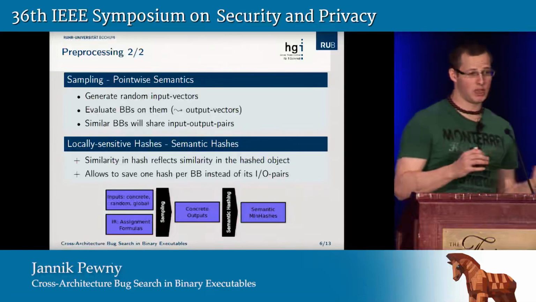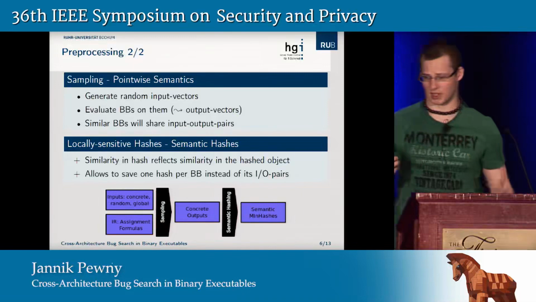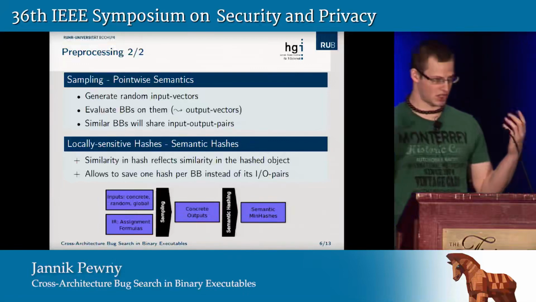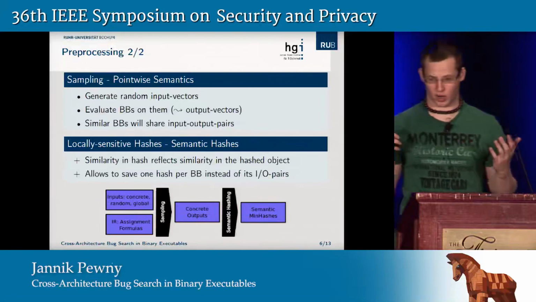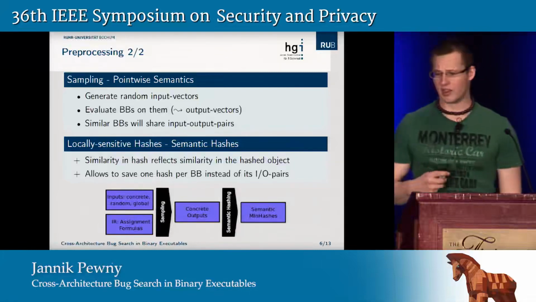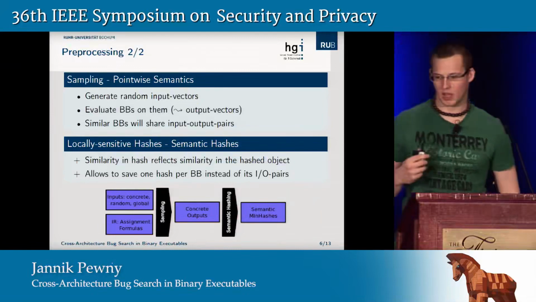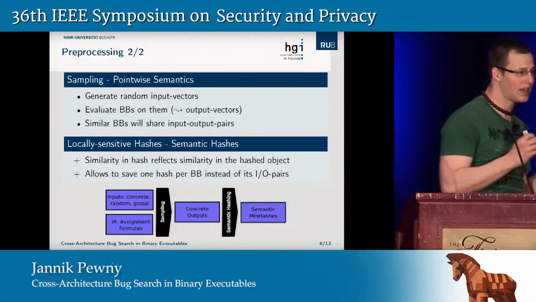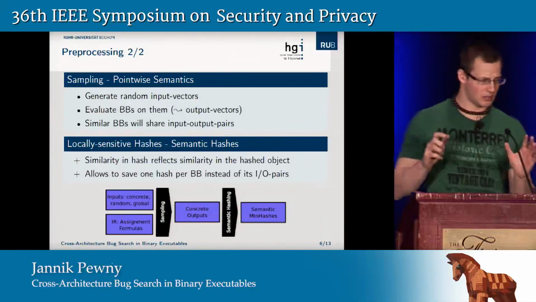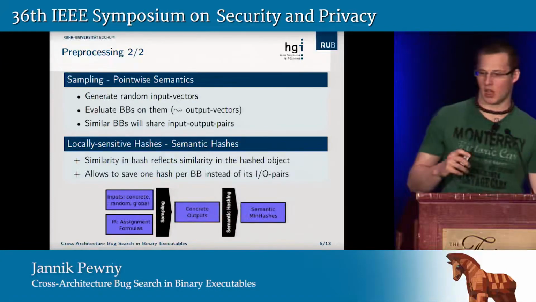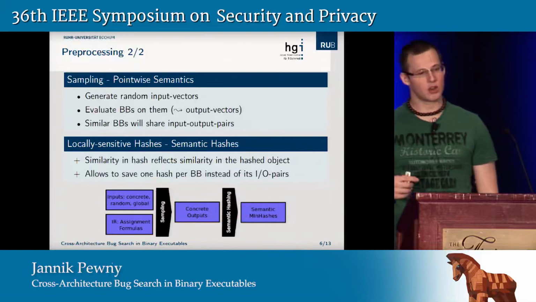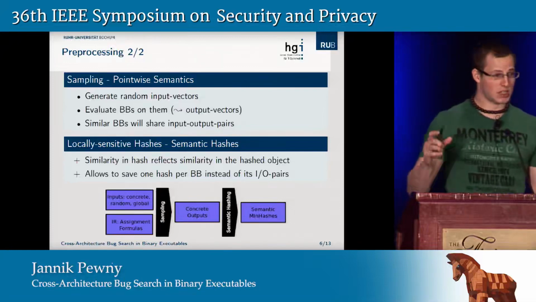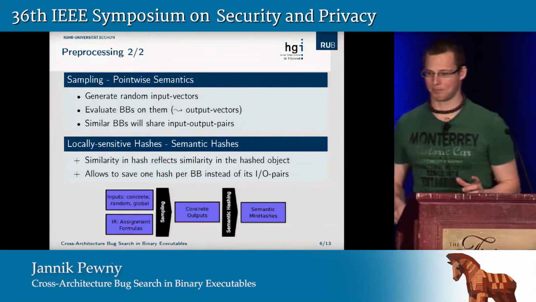Now, from those assignment formulas, we have a big set of I/O pairs, basically. And that isn't optimal either, because to compare them you have to do something like the Jaccard index, which is pretty costly. So we came up with another step, which is to use locality-sensitive hashes. Those have a nice property, which means that the similarity of the hashed objects is actually represented by the hash, unlike cryptographic hashes, for example. That allows us to save one hash per basic block instead of the big list of input-output pairs. So in the end, we can compare two basic blocks and find out how similar they are just by comparing this one little hash.